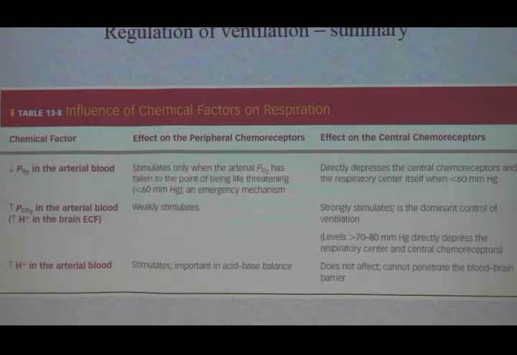This is a table that shows the influences of various chemical factors on respiration, looking again at decreased PO2 of blood, the effect on peripheral and the effect on central chemoreceptors, the effects of elevation of PCO2 on the peripheral and the central chemoreceptors, and the effects of elevation in the hydrogen ion concentration of arterial blood. So this is a very nice summary of everything that we have covered thus far.